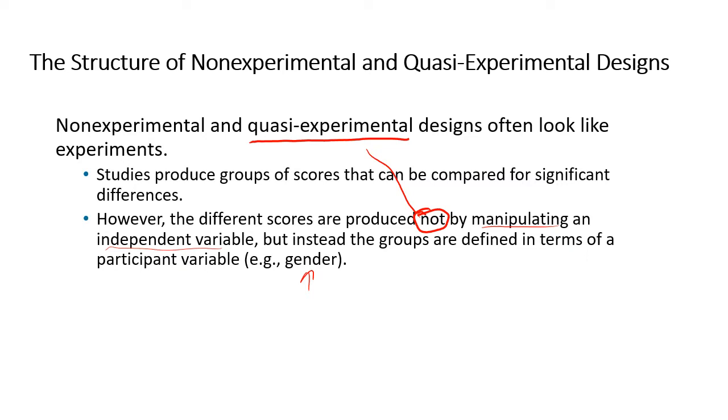Another one I always like to use, because it's a good one that shows that we can't assign people to it, is pregnancy. If we wanted to compare pregnant women to non-pregnant women, we can't assign half the participants to be pregnant. We can recruit participants who are already pregnant. We can recruit participants who plan on getting pregnant. But as a researcher, we cannot ethically assign people to get pregnant or not.